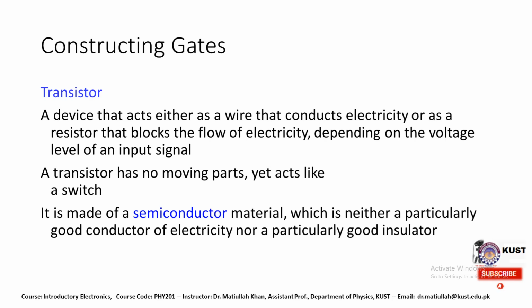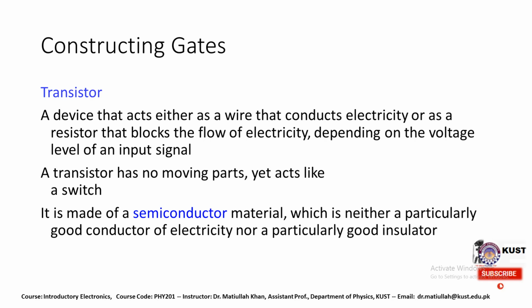How we can develop the gates in circuits, and how we can implement that, is a bit complicated question, but anyhow we need to address that, because we need to know how the gates are implemented in circuits, and what the basics and benefits of the gates are. We use different semiconductor tools for the construction of gates. A transistor is a device that acts as a wire that conducts electricity, or as a resistor that blocks the flow of electricity, depending on the voltage level of an input signal. That is what we will be using.